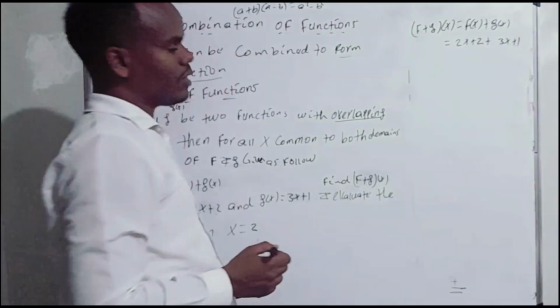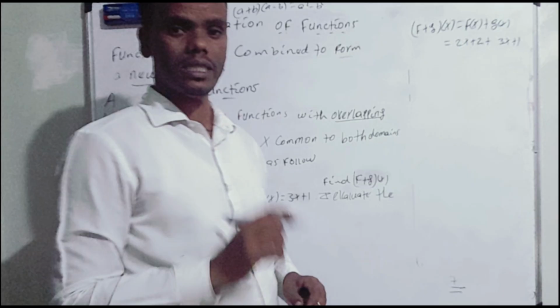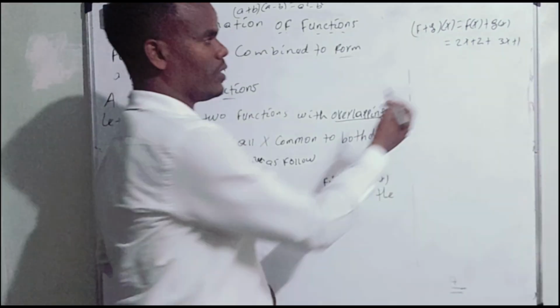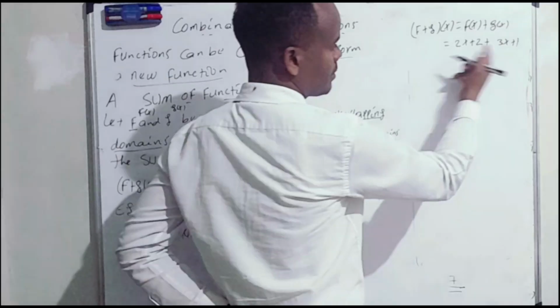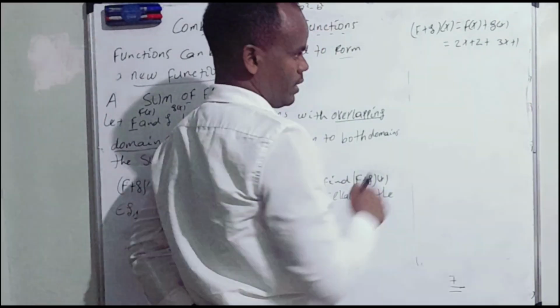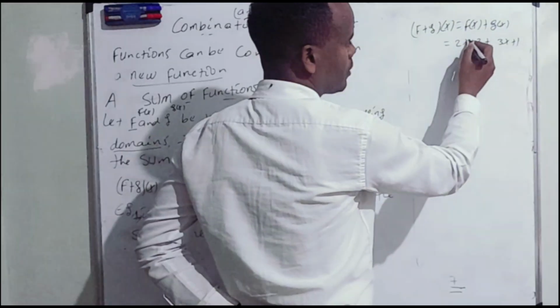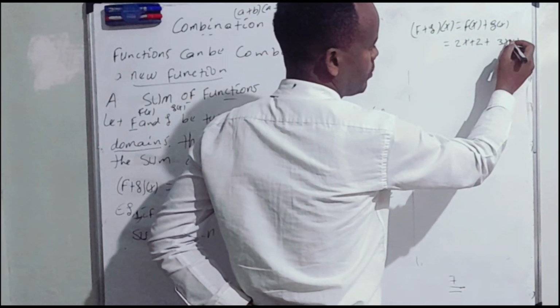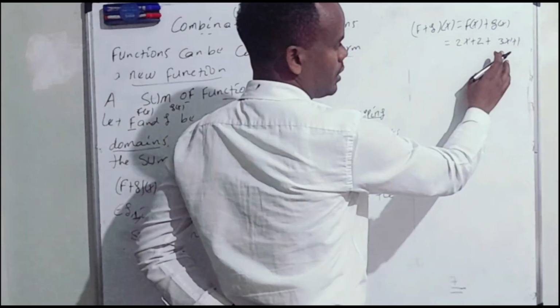After that, collect like terms. Like terms means having the same variable and also the same exponent. Here the variable x is the same variable, and the same exponent means the power of 1. Here x is to the power of 1, and 3x is to the power of 1. So 2x is a like term with 3x.